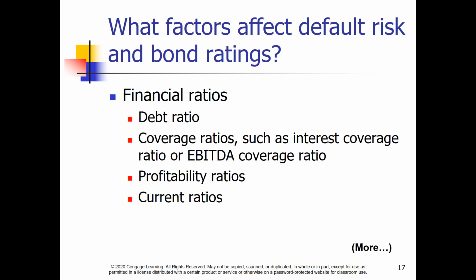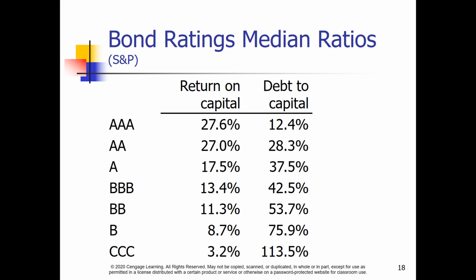The rating should reflect the probability that the firm will be able to pay all promised coupons and return the face value at maturity. Stability is prized over growth. This table demonstrates the strength of highly rated firms versus the relative weakness at the lower levels. For example, debt to capital ranges from 12.4 up to 113.5.